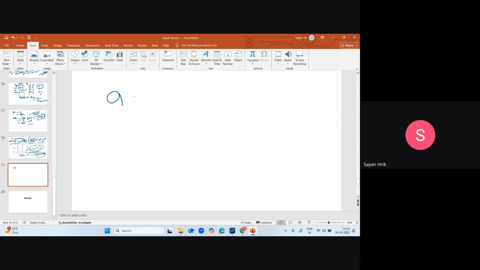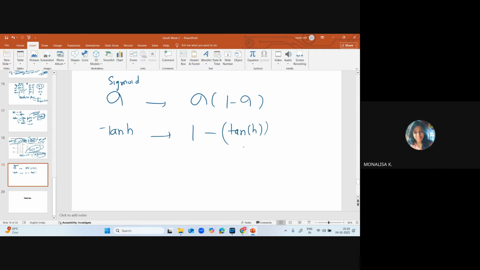So for sigmoid, the derivative is sigmoid into 1 minus sigmoid. Okay? And for tanh, the derivative is 1 minus tanh square of x. That's the idea. Okay? So these values, whatever you will get in the activation function, use those values and you can compute derivatives for both of these.